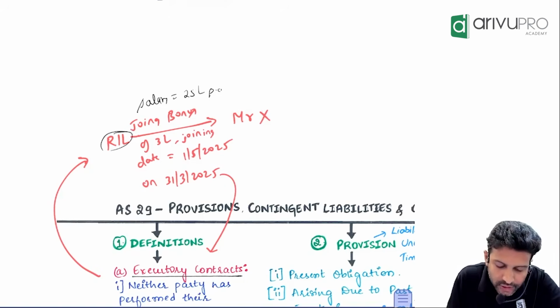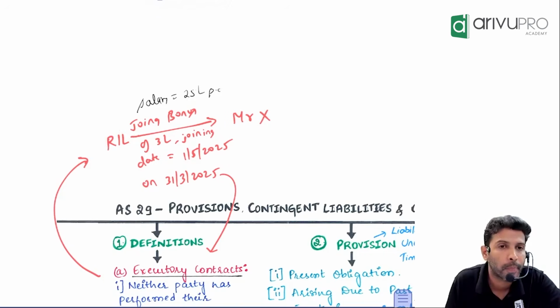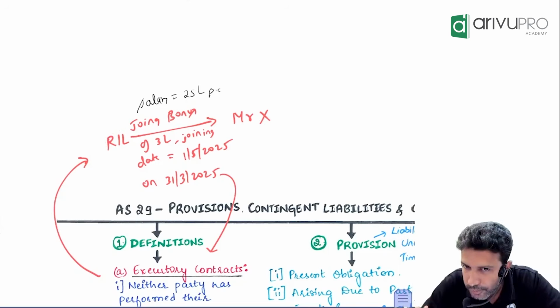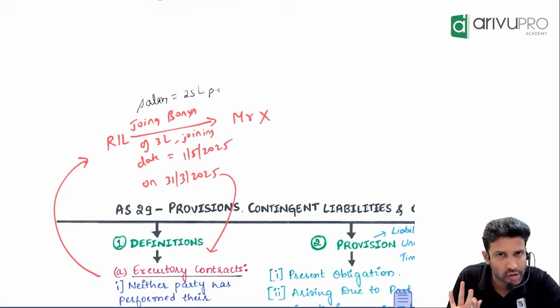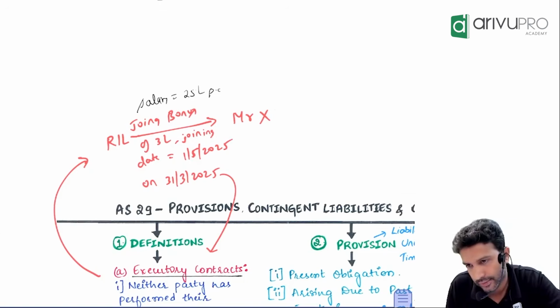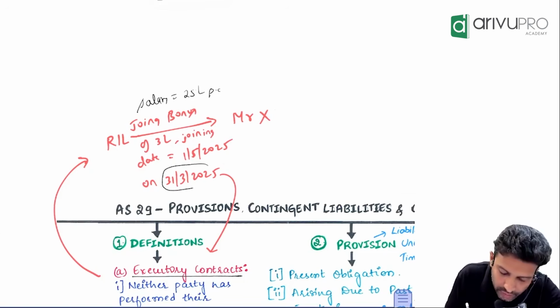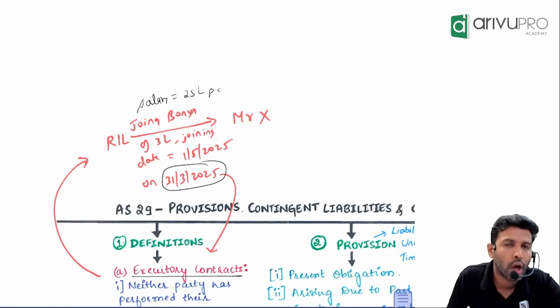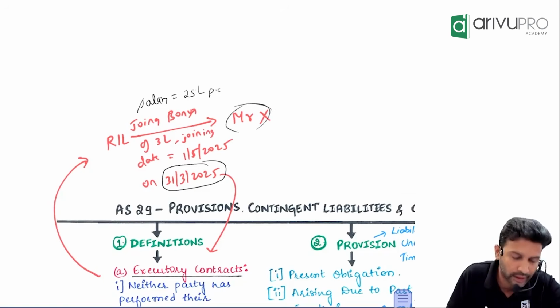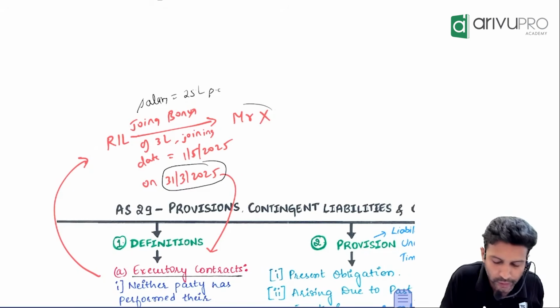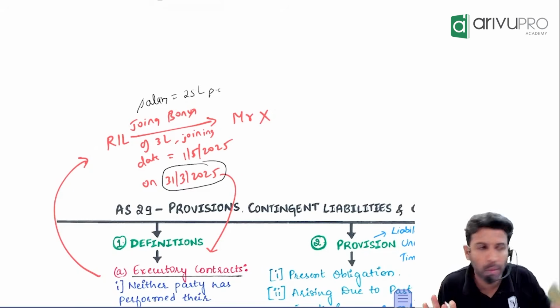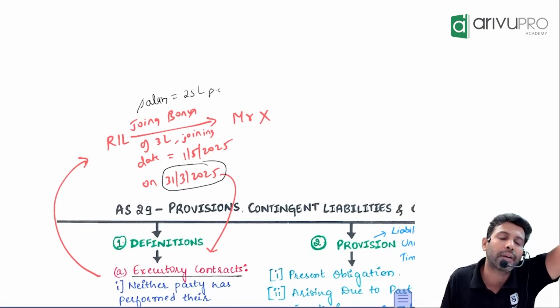Think from the joining bonus viewpoint and tell me, what is Reliance's obligation? To pay the joining bonus. What is X's obligation? X will get this joining bonus only when they join. We are on 31st March. On 31st March, has X fulfilled their obligation? No, X will join 1 month later. Has Reliance fulfilled their obligation? Have they paid the joining bonus or not yet? Not yet. That also will happen after 1 month.